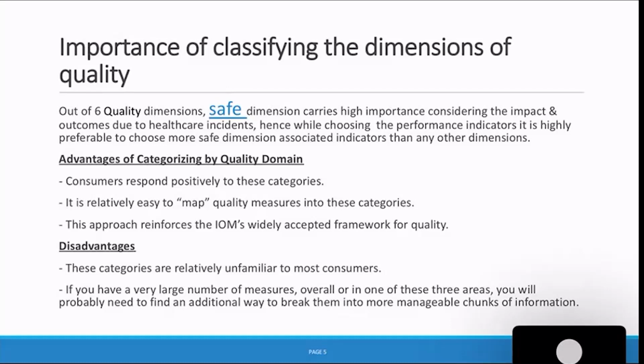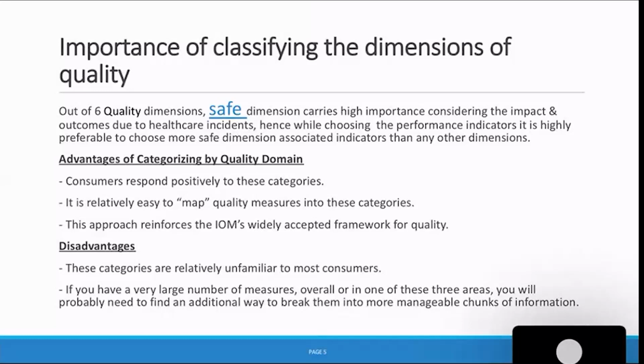As for disadvantages, there are some maintained according to AHRQ. The presentation is made from the AHRQ articles. The disadvantage is that the categories are relatively unfamiliar to most healthcare professionals. So as quality professionals, we need to make sure that our staff understand why an indicator is chosen, what the domain is, and the rationale behind choosing it.